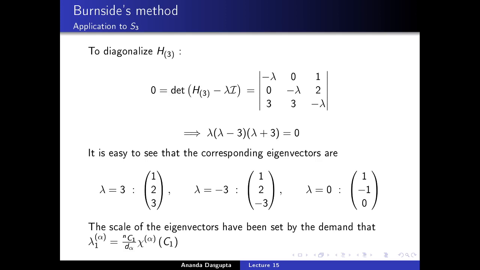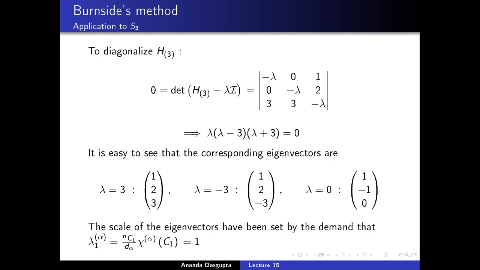Now the character corresponding to C1 is always the dimensionality of the particular irrep, simply because C1 consists of only one element, the identity, and the identity is always represented by the identity matrix. And this means that lambda alpha 1 has to be equal to 1. So the first component of our capital lambda alphas, all three of them in this example, has to be equal to 1. And this is what has helped us to set the scale here. Notice that we have three eigenvectors, each of which has a first character equal to 1.